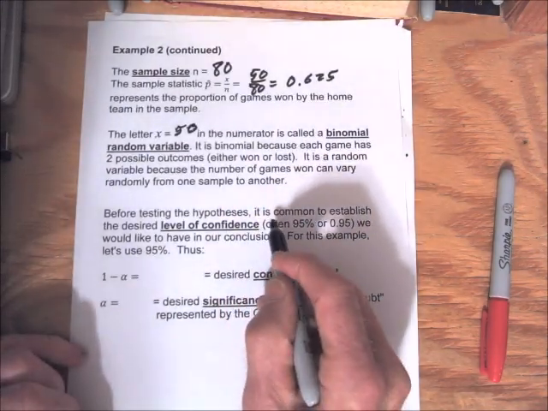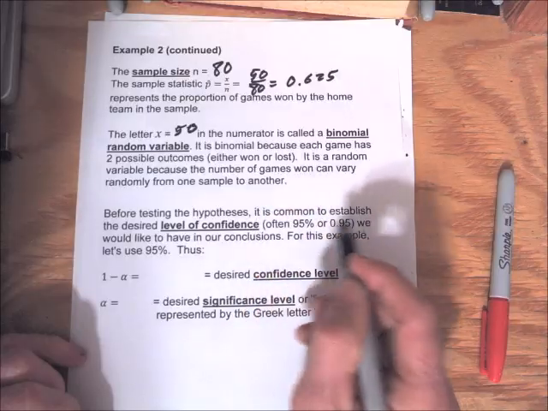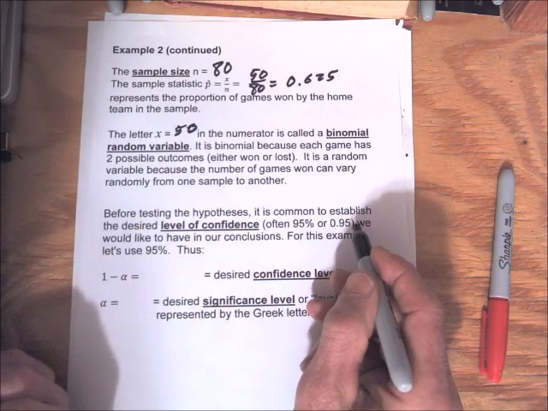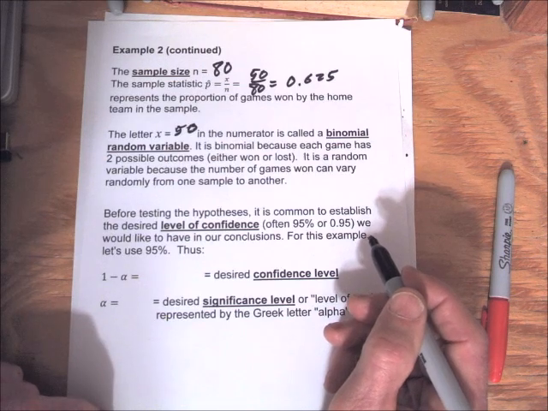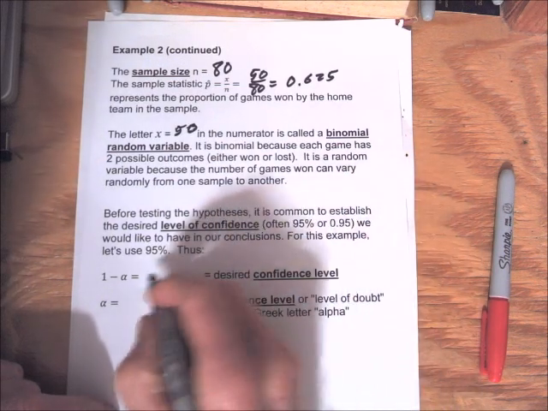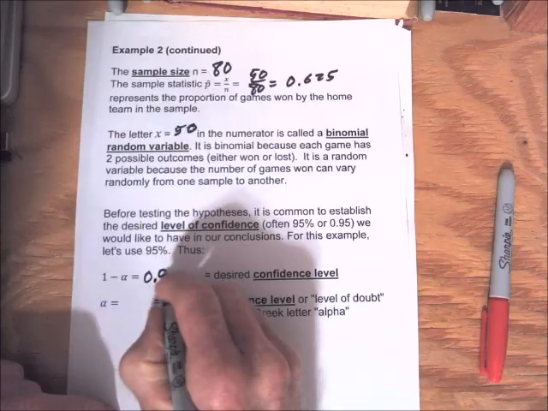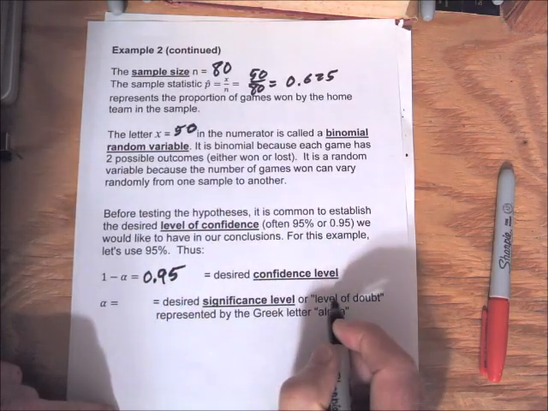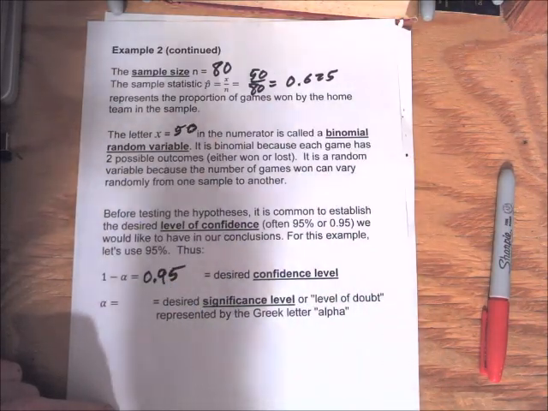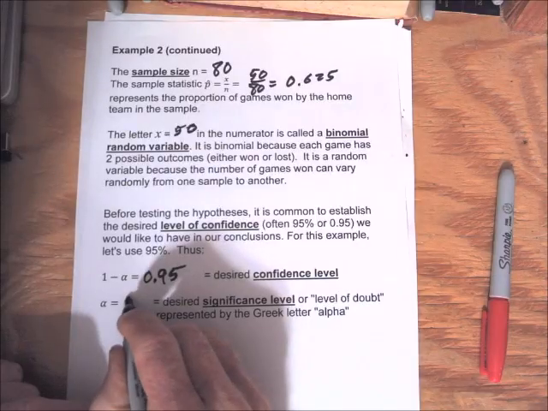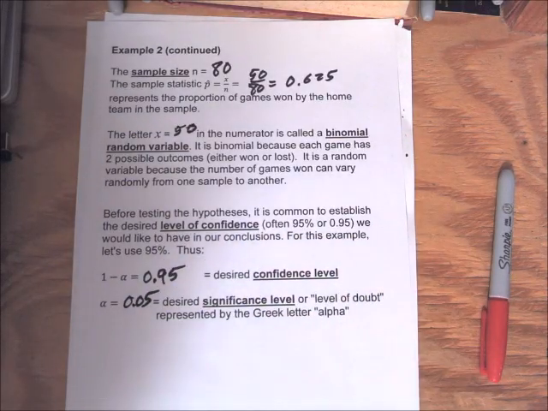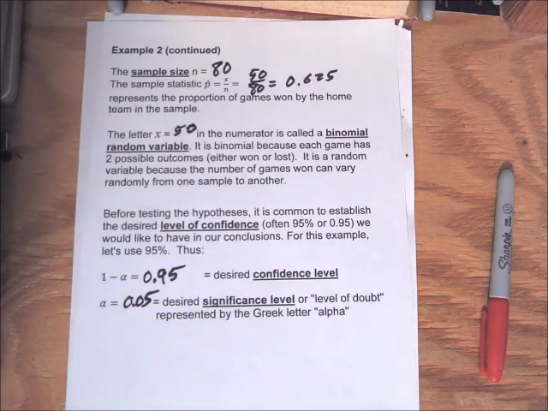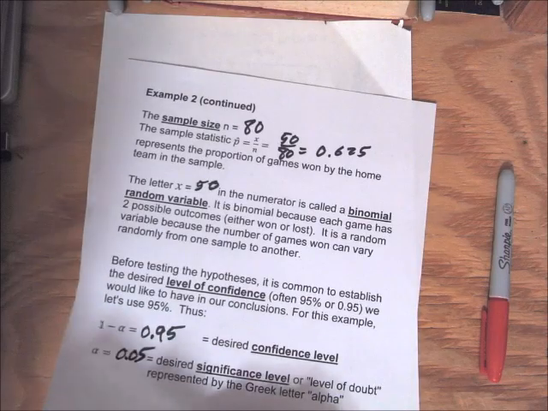Before testing hypotheses, it's common to establish the level of confidence, often 95% or 0.95. So for this example, we'll use 95%. So 1 minus alpha is 0.95. Greek letter alpha, 1 minus 0.95, is going to be 0.05. That's our level of doubt. It's actually called the level of significance, but I like to call it the level of doubt. It's represented by Greek letter alpha.